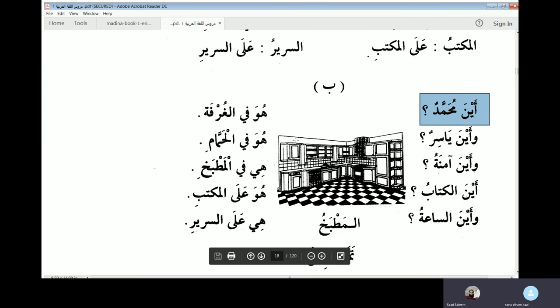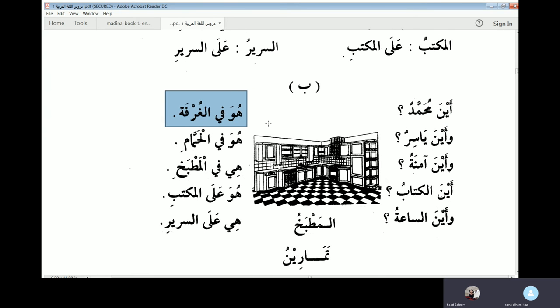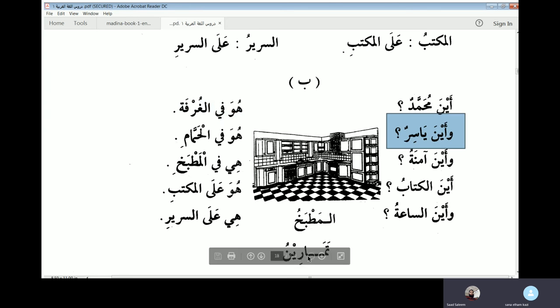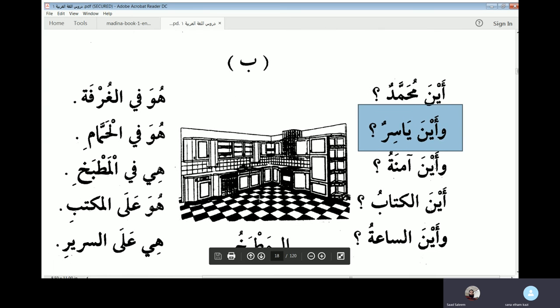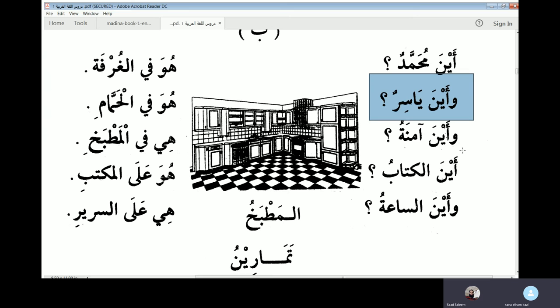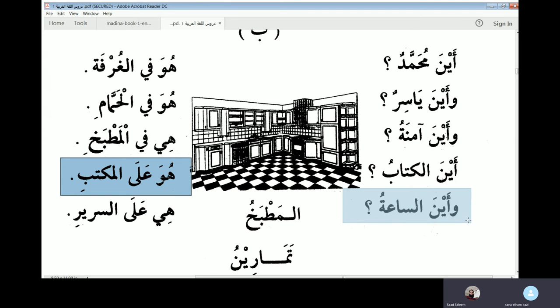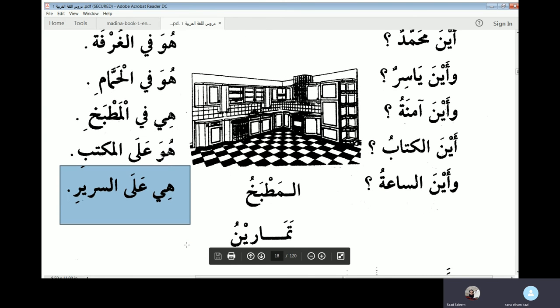Aina Muhammadun? Where is Muhammad? Huwa fil ghurfati. He is in the room. Wa aina Yasirun? And where is Yasir? He is in the bathroom. Fil hammami. Wa aina Aminatu? And where is Amina? Hiya fil matbakhi. She is in the kitchen. Aina al-kitabu? Where is the book? Huwa alal maktabi. It is on the table. Wa aina sa'atu? And where is the watch? Hiya alas sariri. It is on the bed.